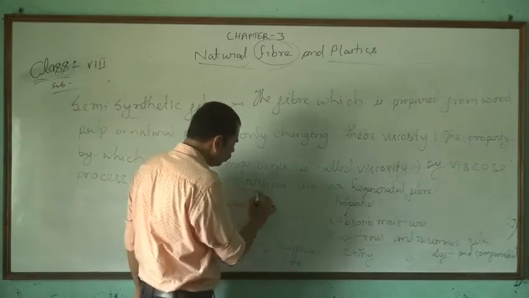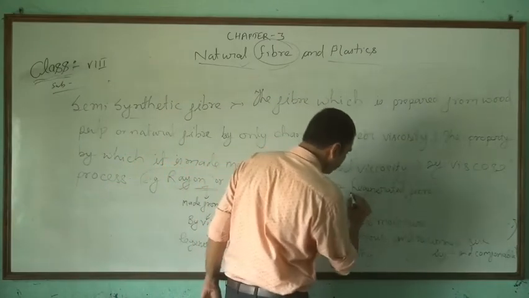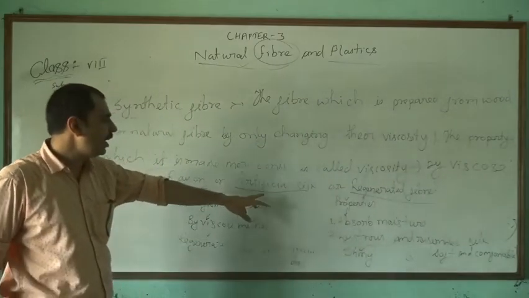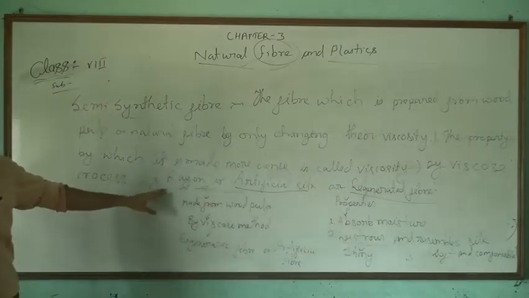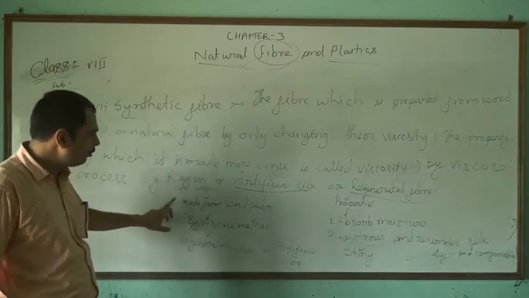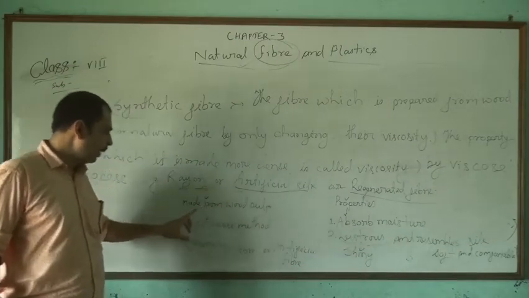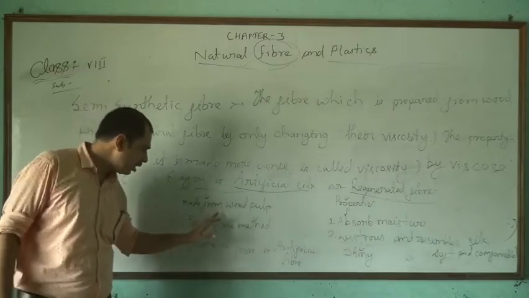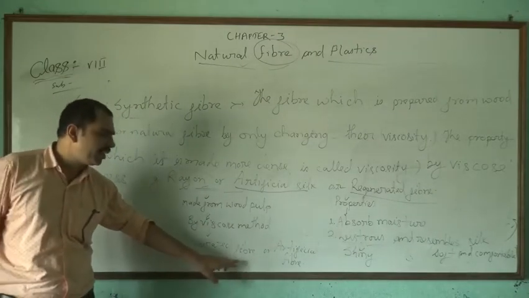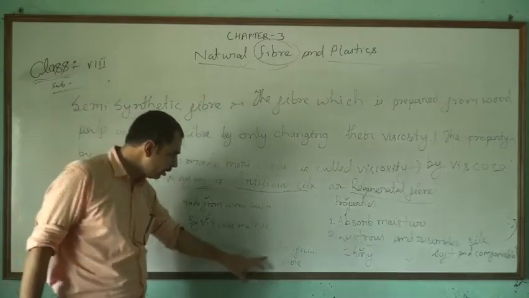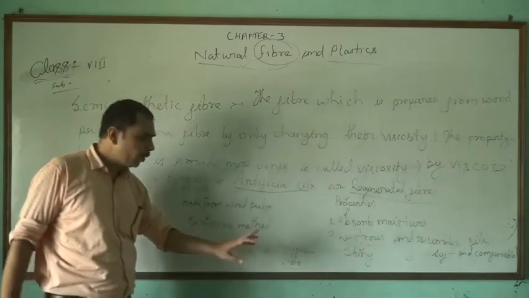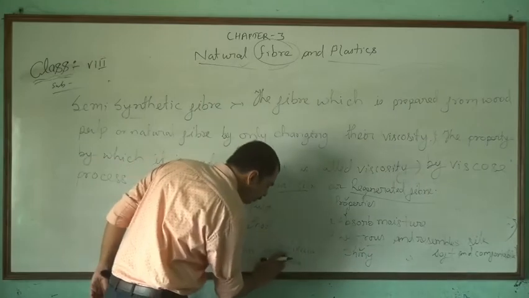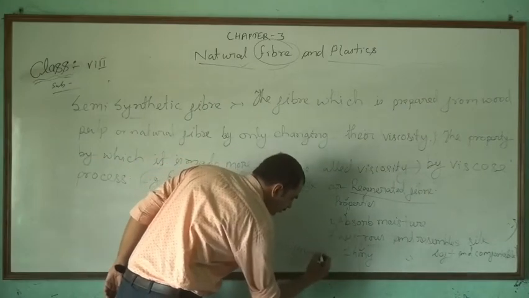Rayon is also known as artificial silk, and also known as regenerated fiber. These three names indicate the same thing. The rayon is made from wood pulp by the viscous method, where it is made viscous. That's why it is called regenerated fiber. And it resembles the property of silk, so it is also called artificial silk.